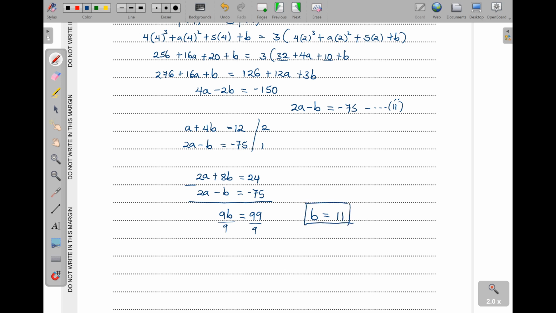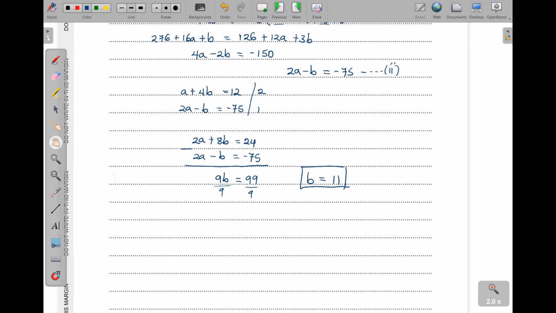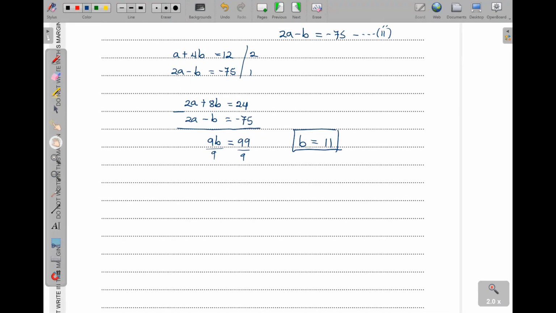And then using any of these equations we have gotten, we can now get the value of a. So using the first one, a is going to be equal to 12 minus 4b, which b is 11. So you have 12 minus 44, and therefore our a becomes negative 32.